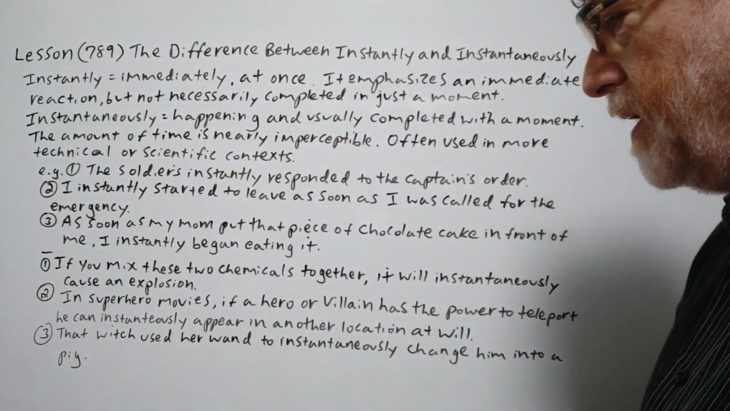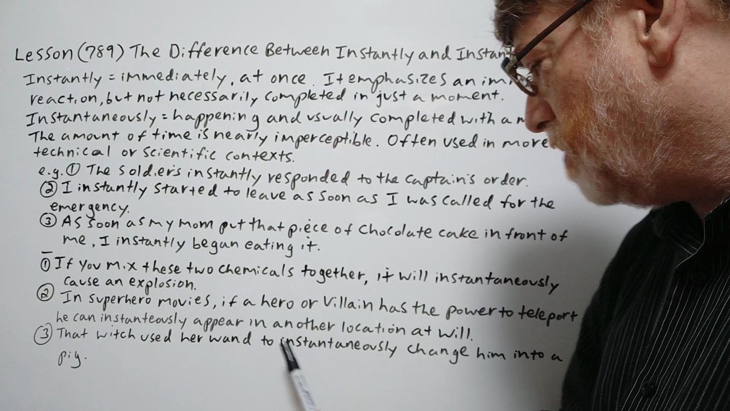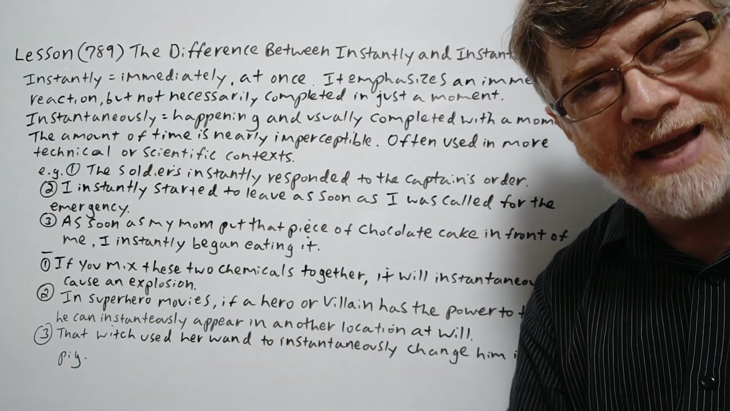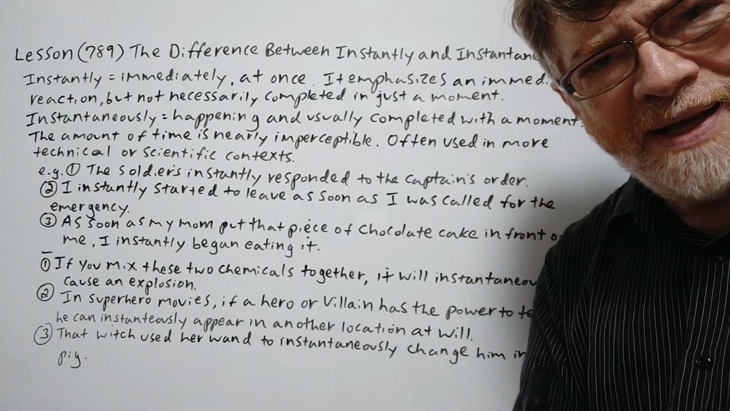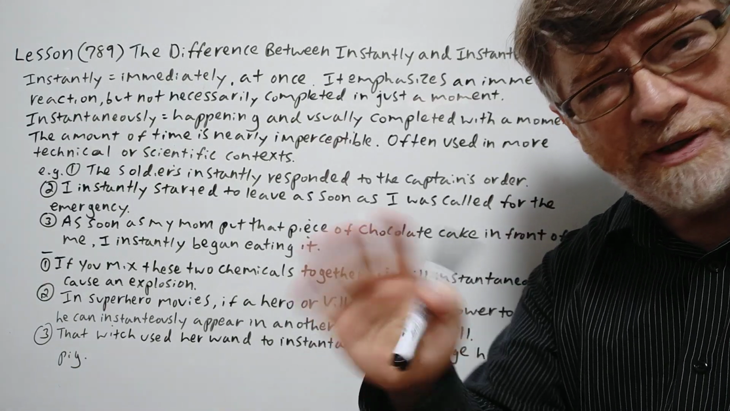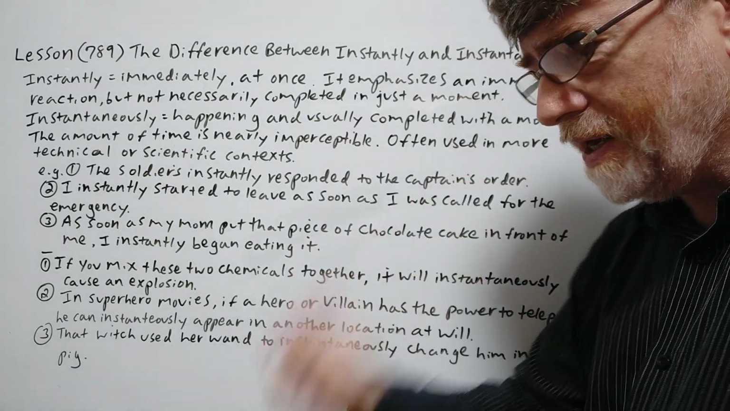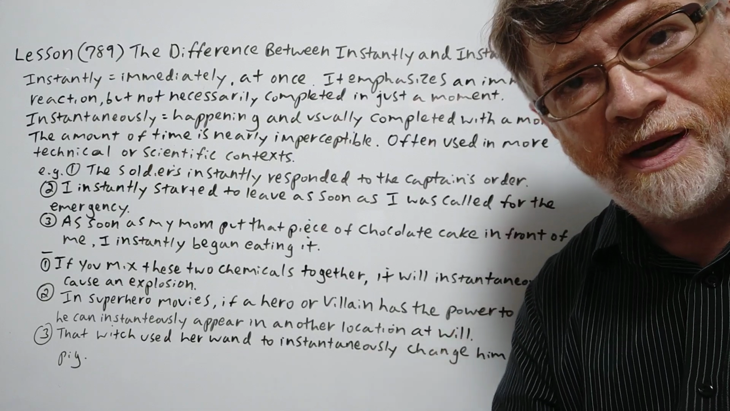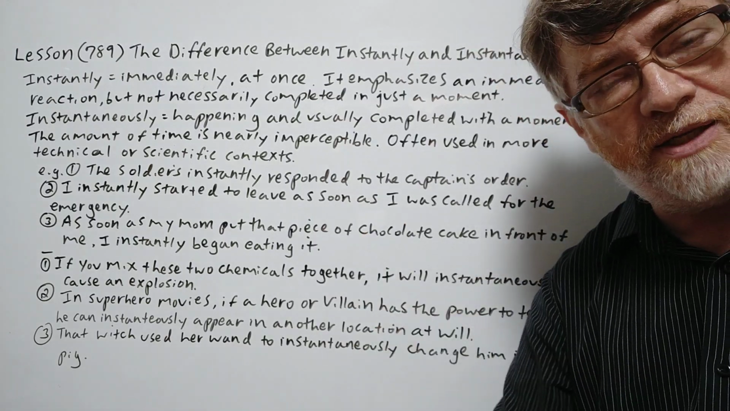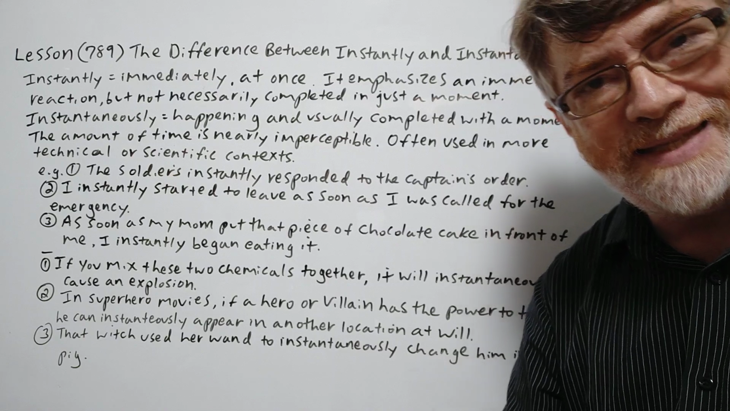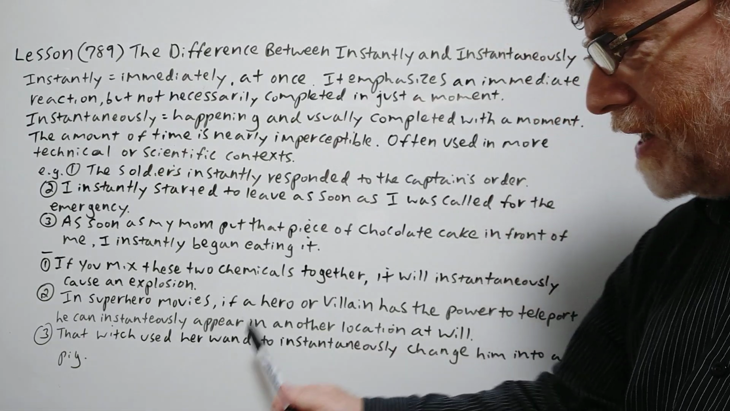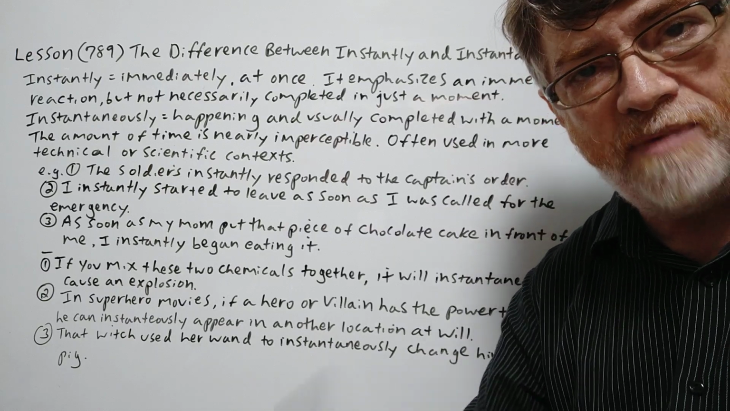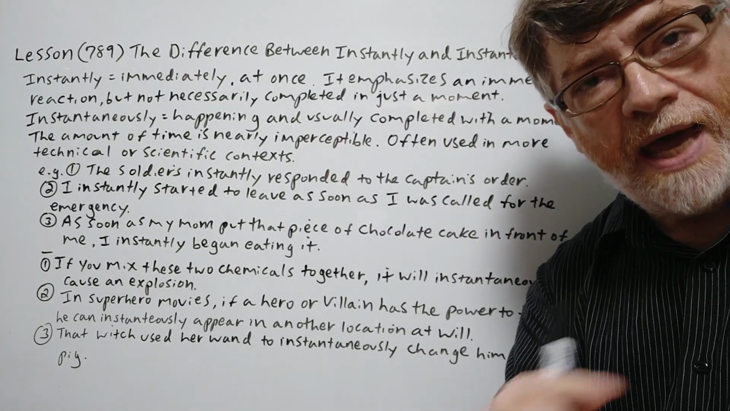Number three: that witch used her wand to instantaneously change him into a pig. It's more like magic than science, or a bit of a mixture of both, but again, it happens immediately. You can almost not measure the time between her using that wand and him changing into a pig. It just happens instantaneously. Another one that could possibly be substituted with instantly, but instantaneously will emphasize it more in this situation.